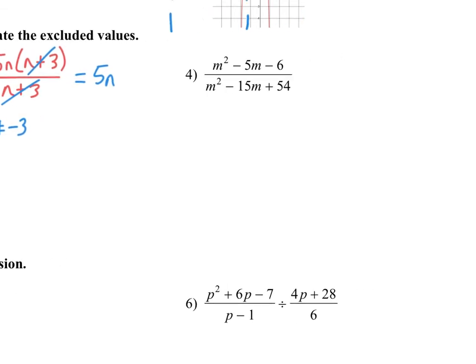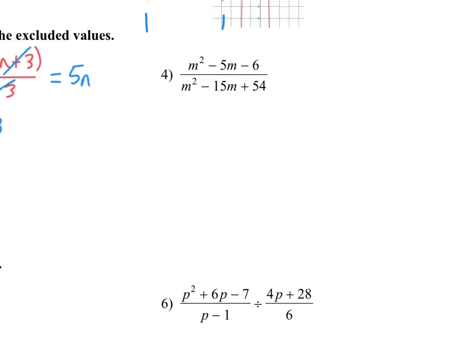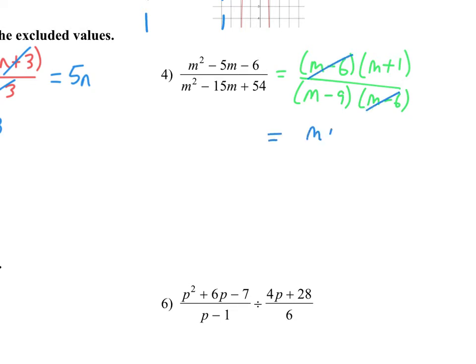Okay, number 4. We have, again, some expressions that we can hopefully factor and reduce. So the m squared minus 5m minus 6. So we need factors of negative 6 that'll add up to negative 5. So we could do m minus 6 times m plus 1. And the denominator, factors of 54 that add up to negative 15 would be m minus 9 and m minus 6. Okay, so I see again that we're going to have a common factor of m minus 6 cancel out to give us a final simplified version of m plus 1 over m minus 9, but with two restrictions. Remember, original denominators, m cannot equal 9, m cannot equal 6.